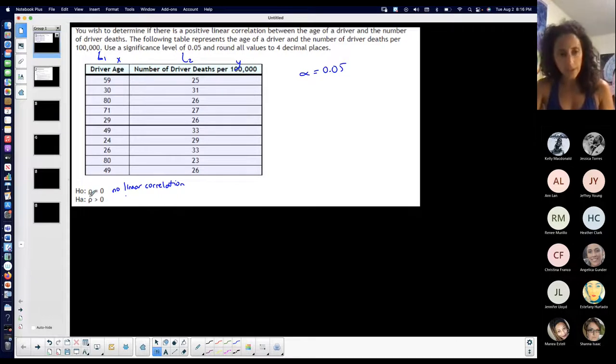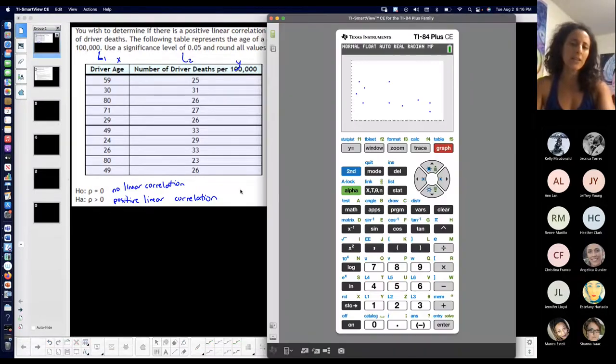Your alternative hypothesis, this is your correlation coefficient for the population, being greater than zero is saying a positive linear correlation. So if I'm saying that there is a positive linear correlation, then I would expect to reject the null hypothesis. So my expectation based on looking at the graph is that I'm not going to be able to reject the null hypothesis because this does not look like a positive linear correlation. It doesn't even look linear to me.